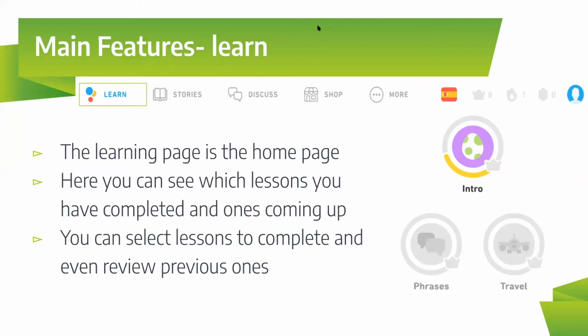So to the right, you can see a small screenshot with a few circles. One of them has color and the others do not. And these are what the lessons look like. So there are many different lessons. Some examples are the introduction lesson, the travel lesson, and then there's also a phrases one, but there are many, many more.